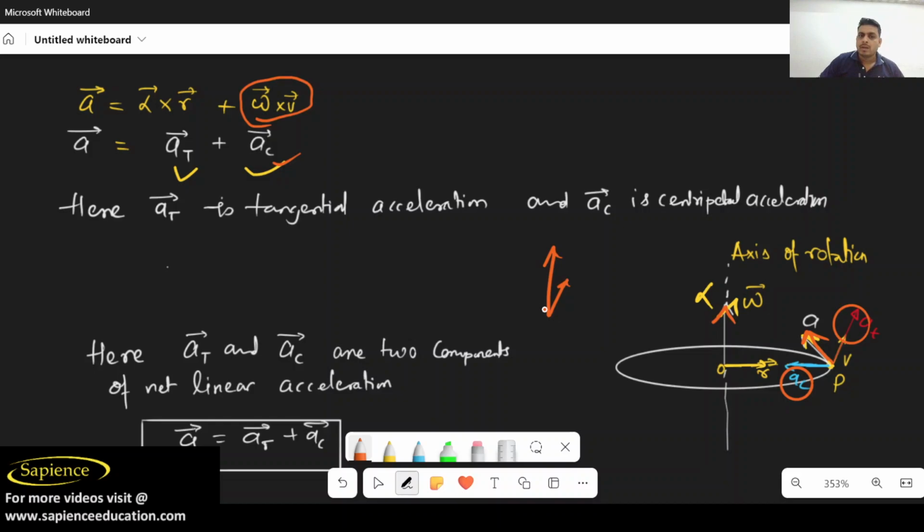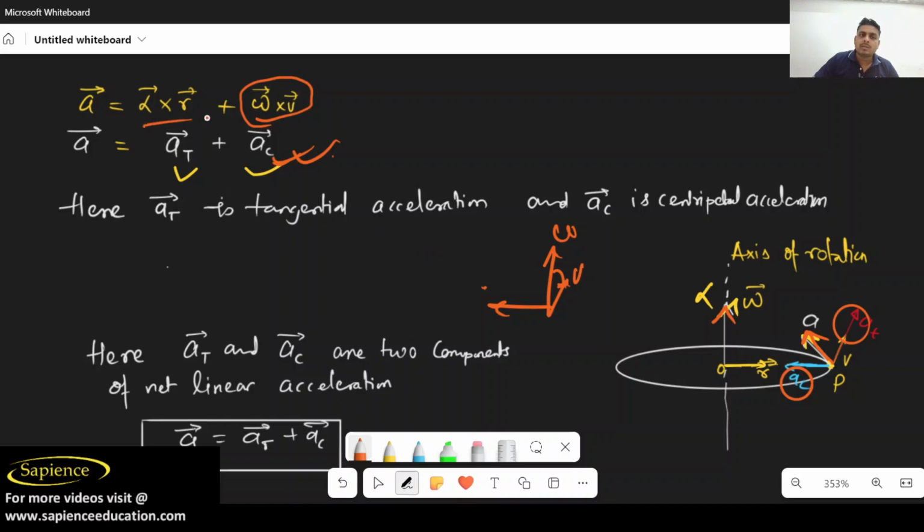So omega cross b, when you do omega cross b, what will happen? As per the right hand thumb rule, it will come toward this direction, that is the center, acceleration towards center. So that's why I have taken omega cross b as acceleration towards the center.